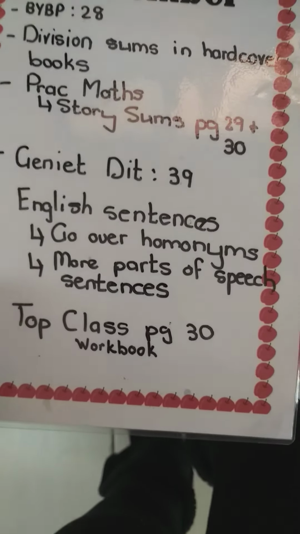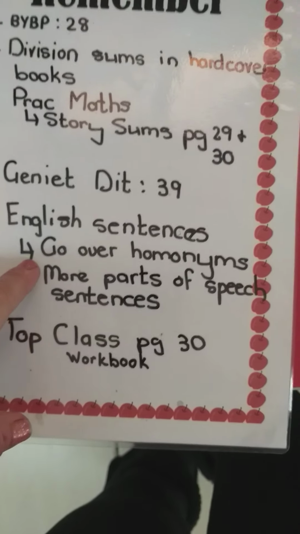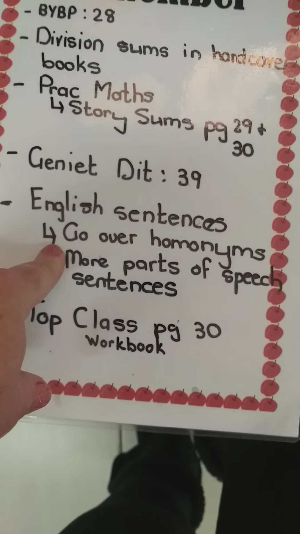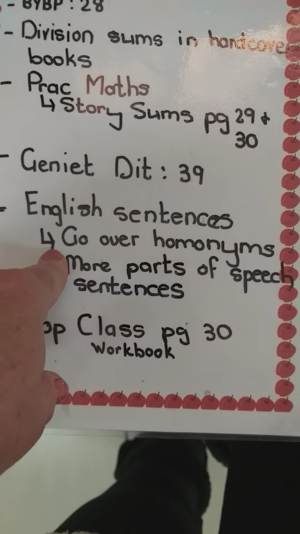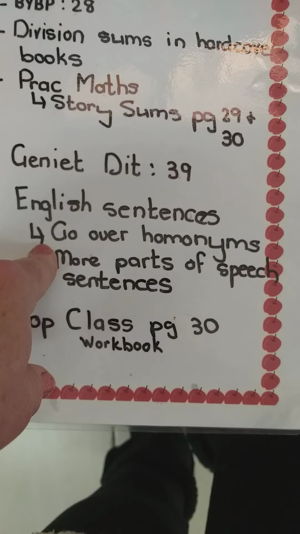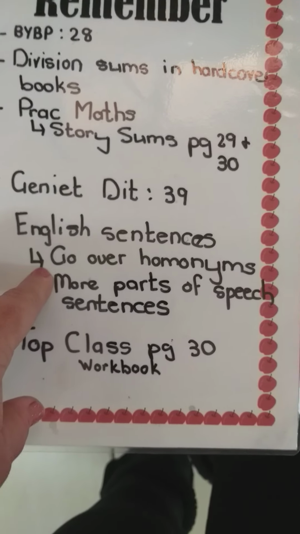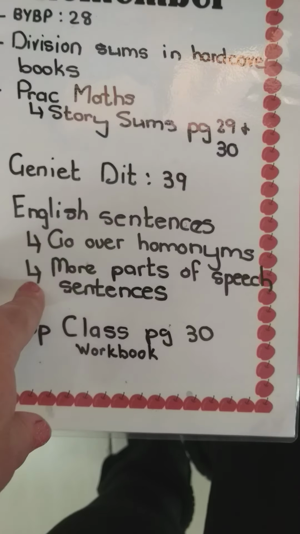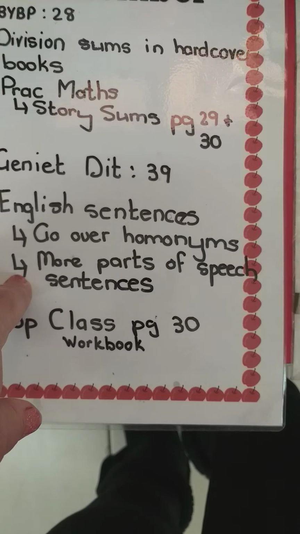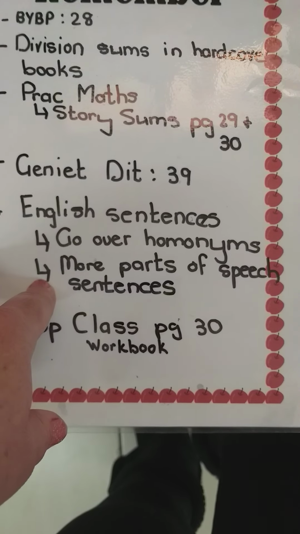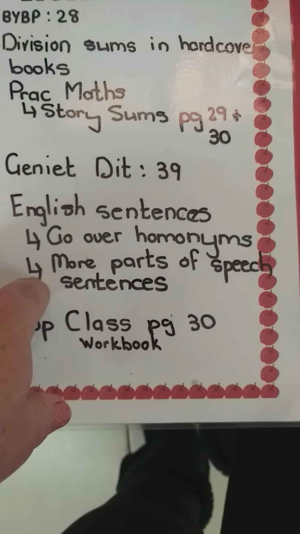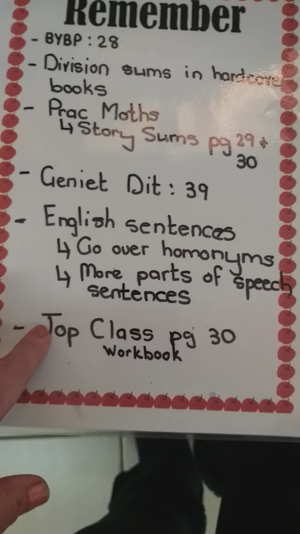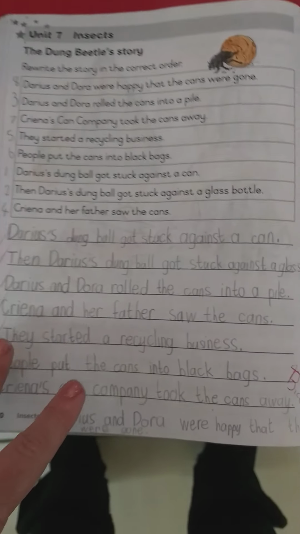Then we are going to work in our English hardcover books. We're going to do some English sentences. I'm going to use this opportunity to go over your homonym sentences. If there are any problems, I will highlight it for you, and you can do some corrections. Once we're happy with that, we're going to move on to some parts of speech sentences, which I'll put on the board and explain further, and you can do those in your hardcover English books. And we'll finish off with Top Class on page 30.